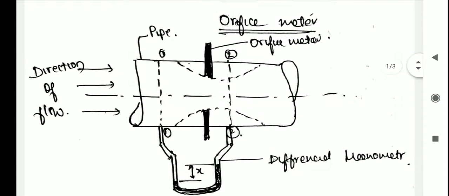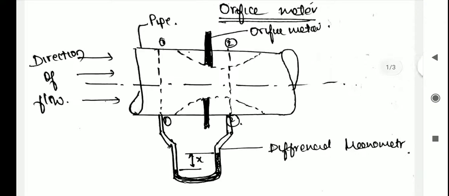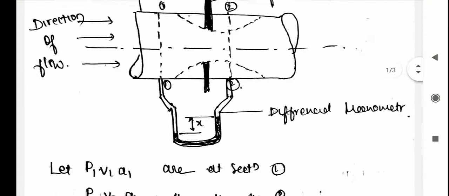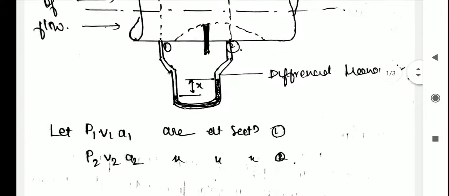As you can see from this figure, it has a pipe and a direction of flow. The orifice meter is at the center and a differential manometer at the bottom. So let's move on to the derivation.